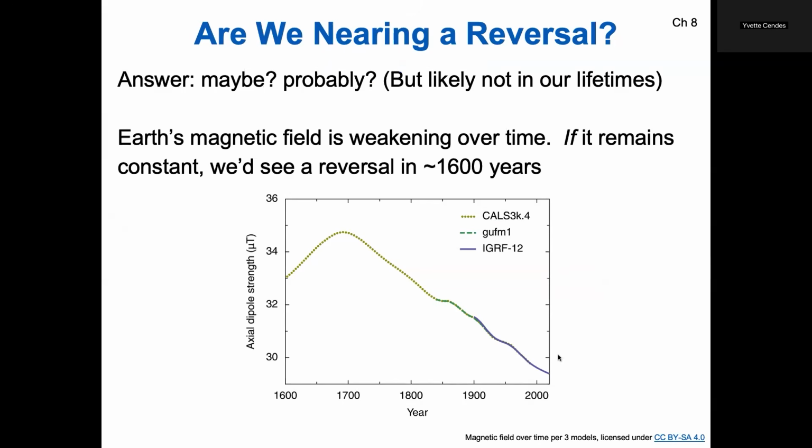So the Earth's magnetic field is weakening over the last couple centuries. So here's a plot. If we have the last 400 years, we have dipole strength over time. You can see since roughly the year 1700, it's actually been decreasing pretty steadily. If this remains constant, then you would see a reversal in about 1600 years. The thing is, though, this is not something you can set your watch by, and this is not a system that we understand well enough that you can predict it. This could very easily reverse in the next day even.